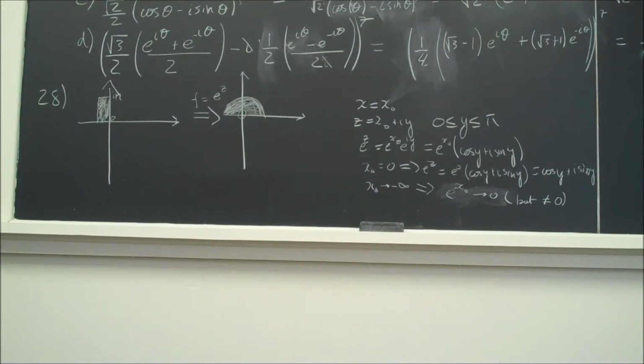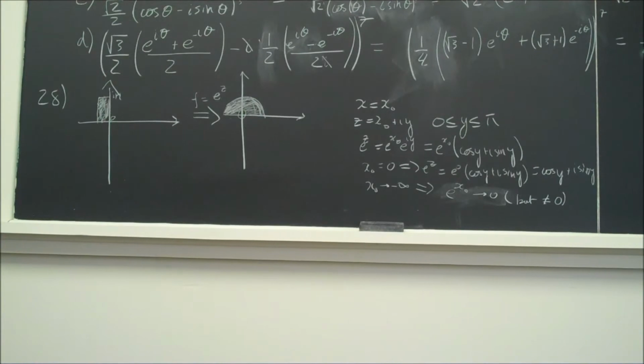Okay, so for 28, we were essentially showing that this transformation works. For this rectangle, we're transforming it through f equals e to the z as a half circle. So what we do is we consider the line segment x equals x sub 0 inside S. Now points in that segment have the form z equals x sub 0 plus iy, where 0 is less than or equal to y and y is less than or equal to pi.